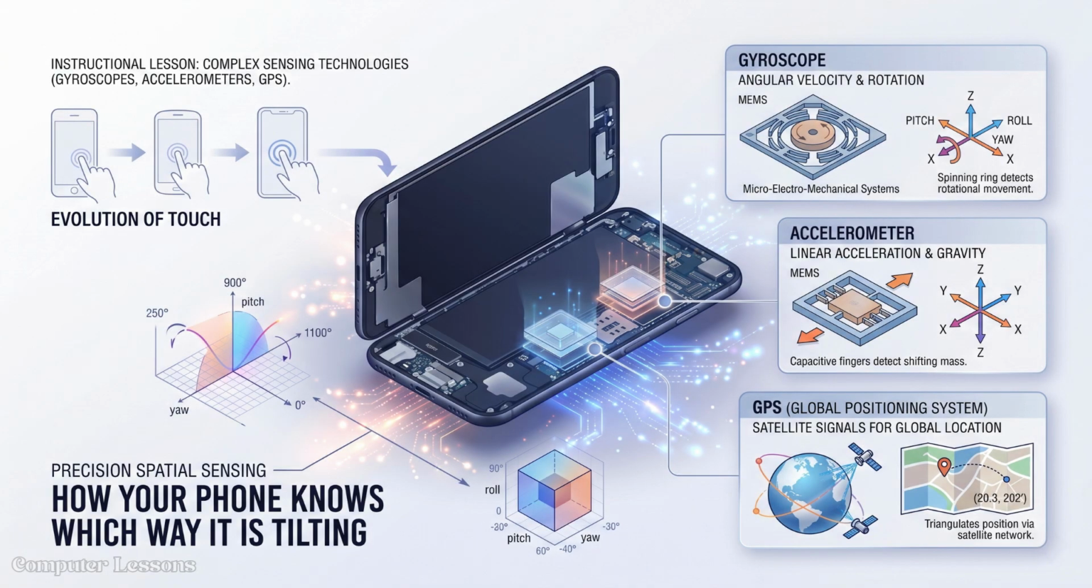The evolution of touch has set the stage for even more complex sensing technologies that allow our devices to understand their orientation in space. In our next instructional lesson, we will explore sensors, specifically gyroscopes, accelerometers, and GPS. We will explain how your phone knows exactly which way it is tilting.